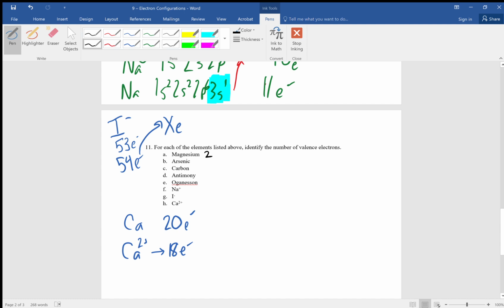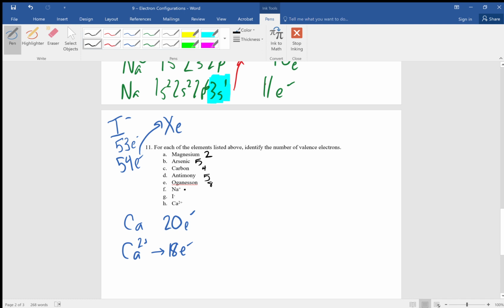And as we also indicated before, you can just follow right on the periodic table with the columns. Arsenic has 5, 4 for carbon. Antimony, being in the same column as arsenic, also has 5. Oganesson is in the noble gas group, group 18. All of those have 8 valence electrons.